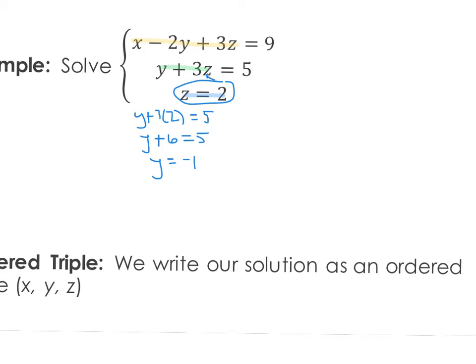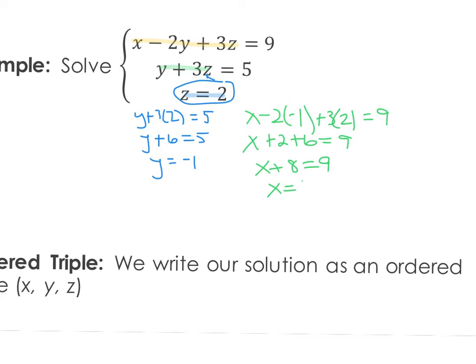Now we have z and y, we can plug those variables into equation 1 to find x. So we'll have x minus 2 times, note we're going to replace the y with a -1, and then plus 3 times our z value, which is 2, is going to equal 9. And we just do our order of operations. So x plus 2 plus 6 equals 9. x plus 8 equals 9. And when we subtract 8, we do get x equals 1.